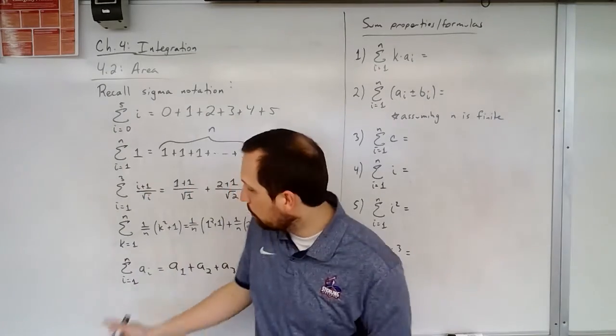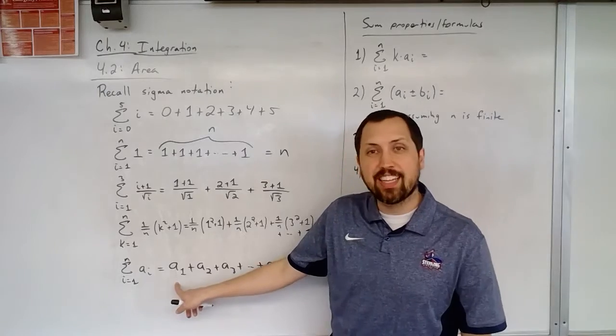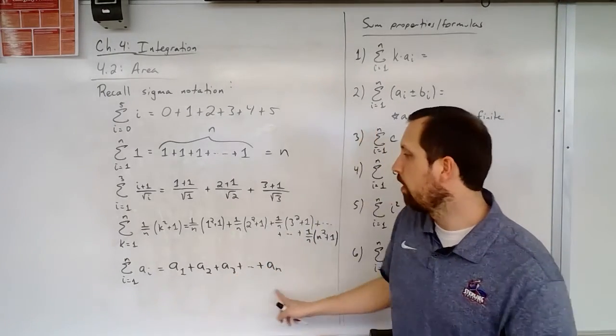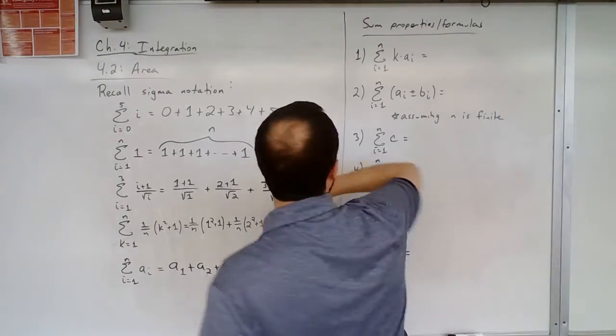We're going to use this a sub i or b sub i to just show that this is like the first thing, this is the second thing, this is the third thing, and so on and so forth. All right, so we're going to take a look at some properties of these.